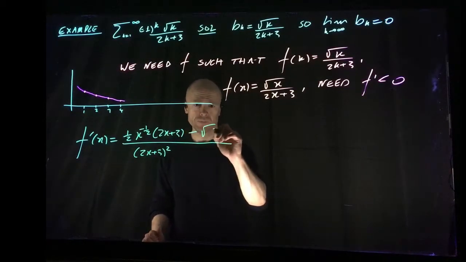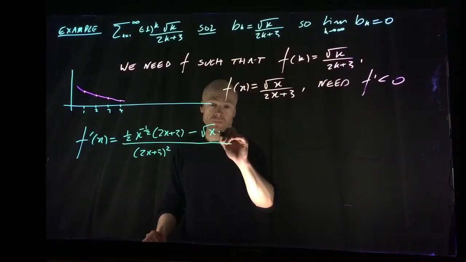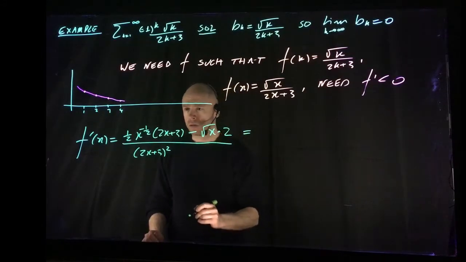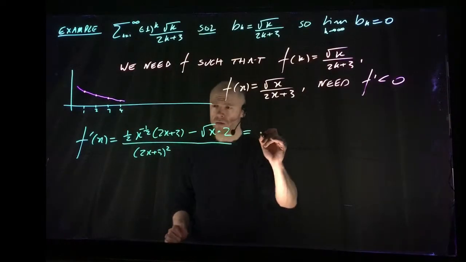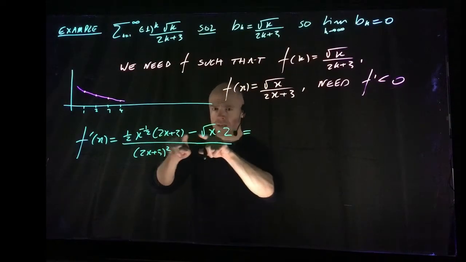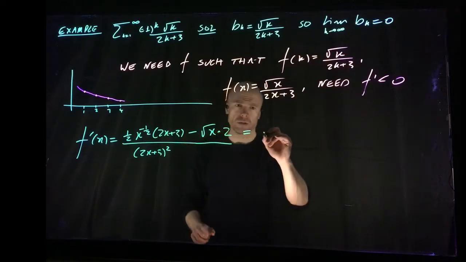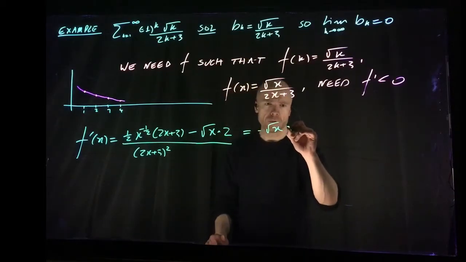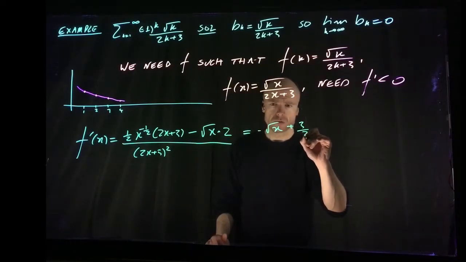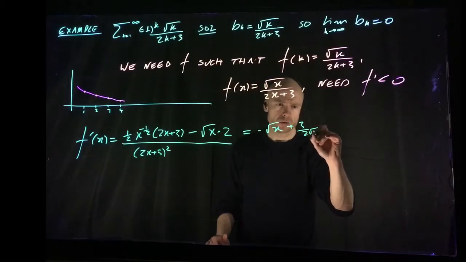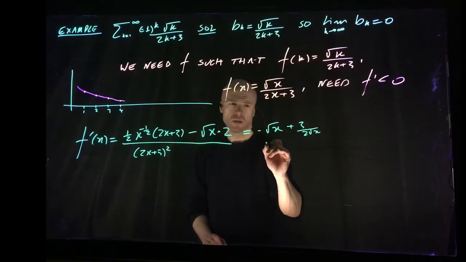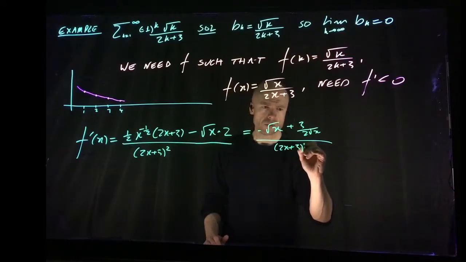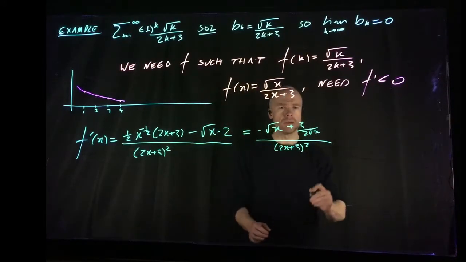Leave the top alone, differentiate the bottom. Okay, so what do we get when we clean this up? From here we're just going to get square root of x, but we're going to subtract minus 2 square root of x, so we're just going to have minus square root of x. And then from this term right here, we're going to have plus 3 over 2 square root of x, like this, over 2x plus 3 squared. We don't care about the stuff in the bottom, it's definitely positive.